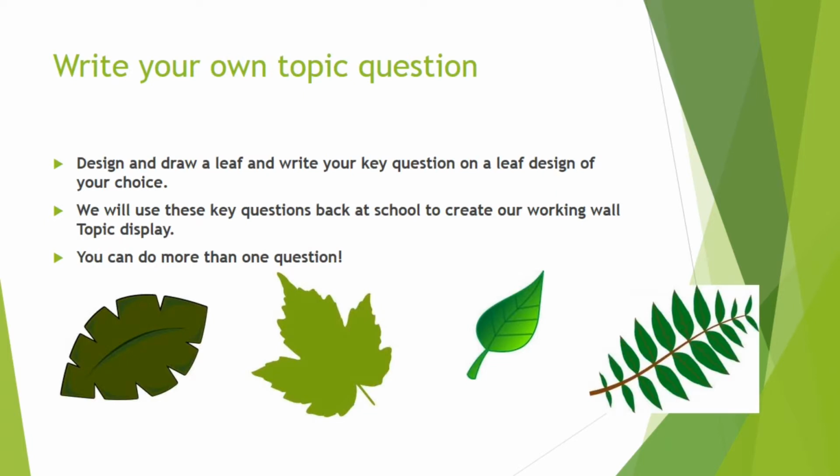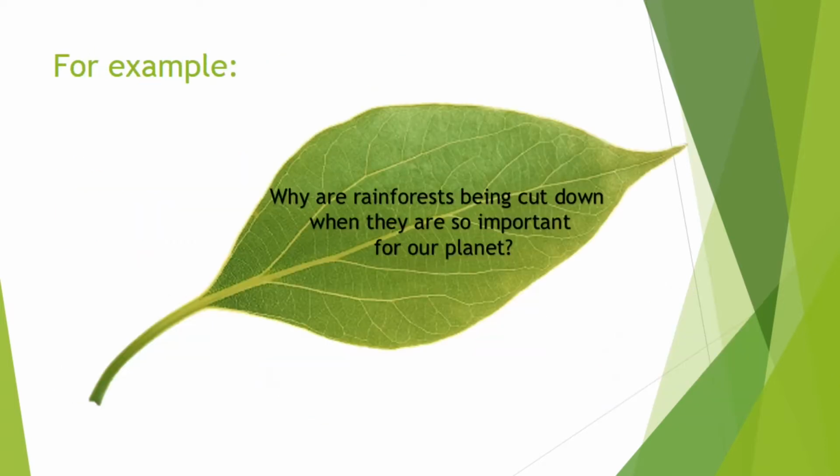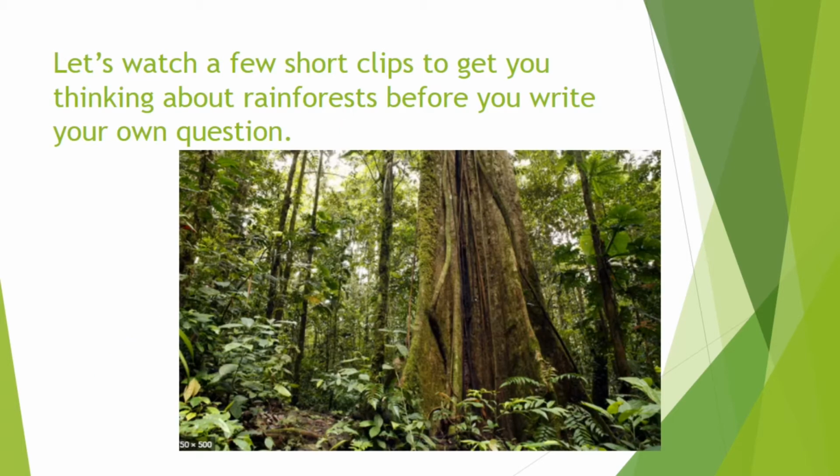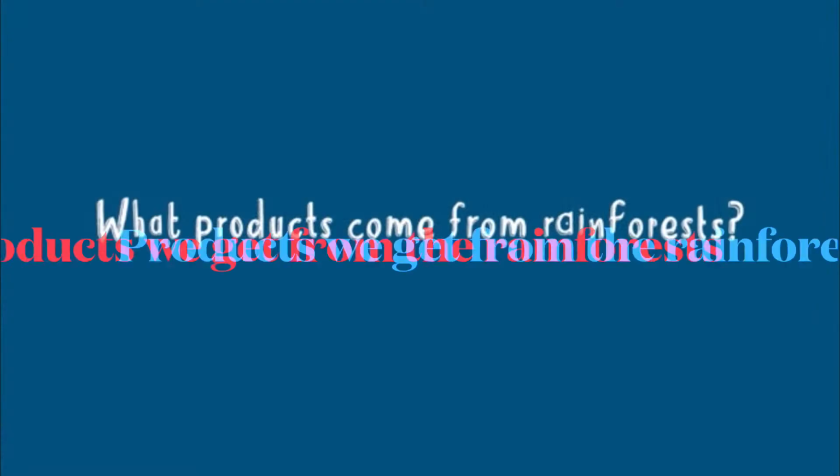What we would like you to do is create a leaf, although you can do several, as you may have several questions, and write them on the leaves for our working wall topic display at school. They might look like this. We hope to be able to answer all of these questions as the weeks of our topic progress. Now, to get you thinking more about the different areas we will explore, here are a few clips to get you thinking about the wide range of areas of the rainforest that you may want to find out more about.